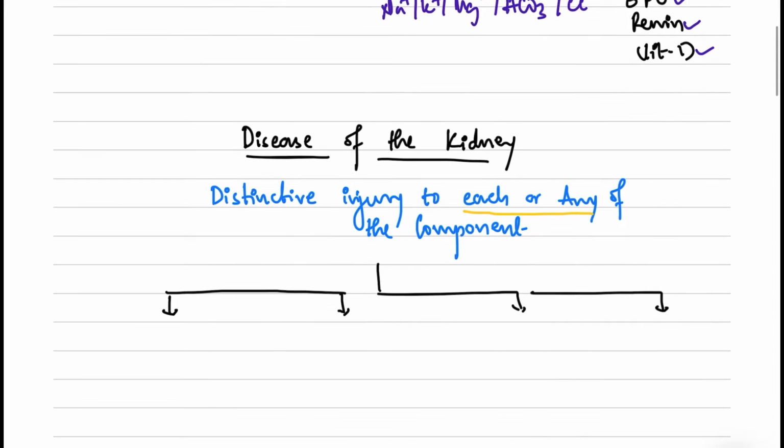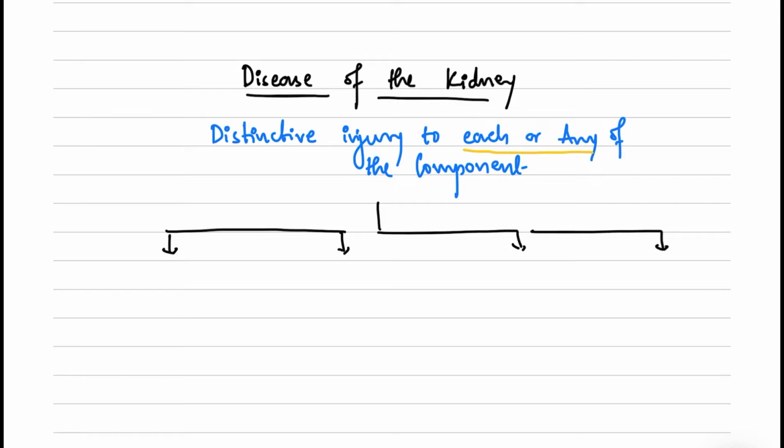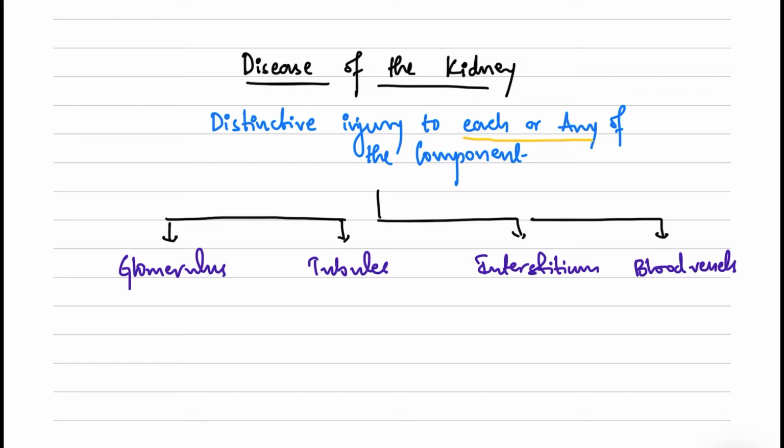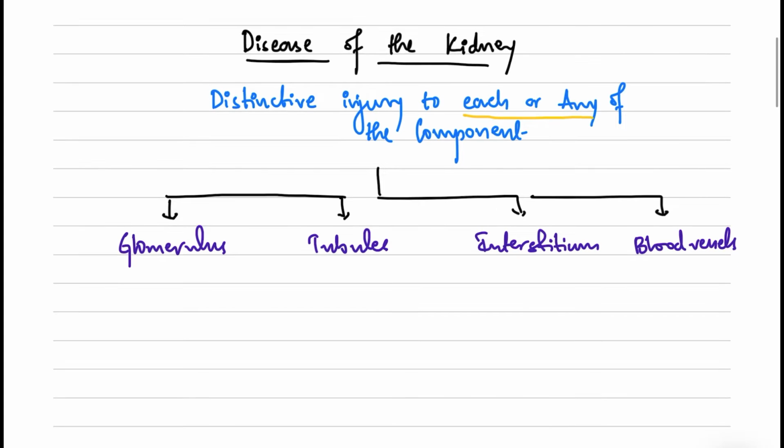So moving on to the disease of the kidney. Basically if there is any disease of the kidney, there should be a distinctive injury to each or any of the components. So how can we divide the kidney into 4 different components? Primarily it can involve only the glomerulus, or else it could also involve the tubules. It can involve the injury of the interstitium, and finally it could involve the injury of the blood vessels. So these are the 4 categories or 4 components where the disease of the kidney can occur.